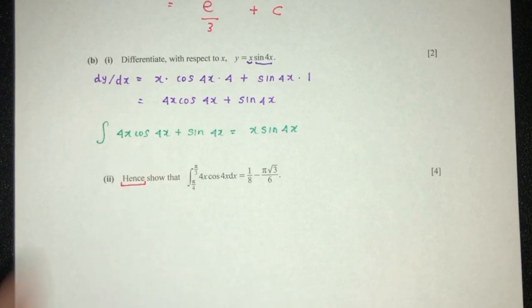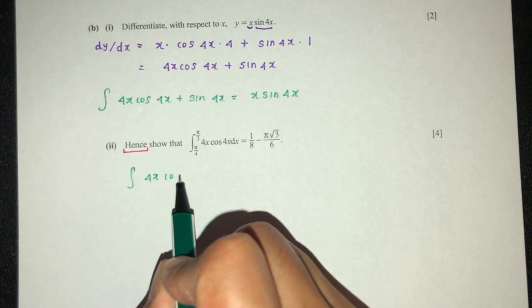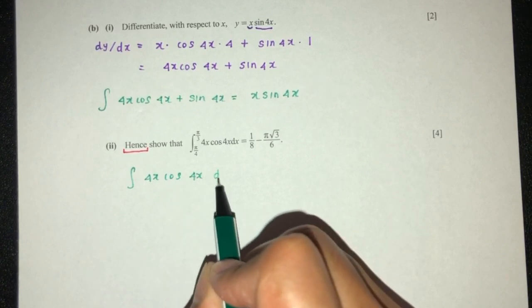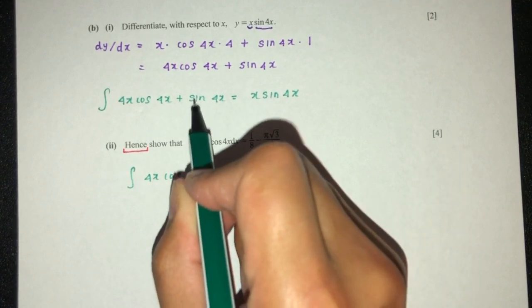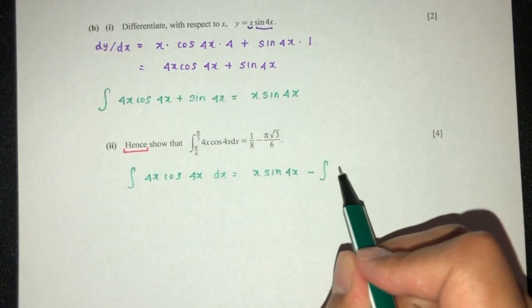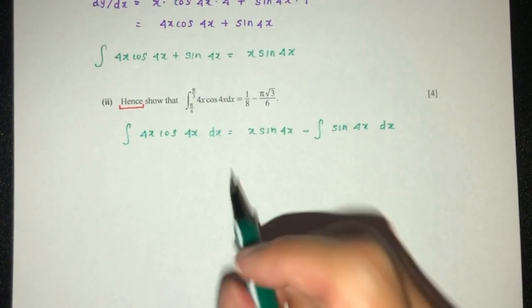So now we have to solve for only this one. So make this one become the subject. That will become this 4x cos 4x dx. That will be x sine 4x. We have to send this one over here. That will be minus integration of sine 4x dx. Simplify.